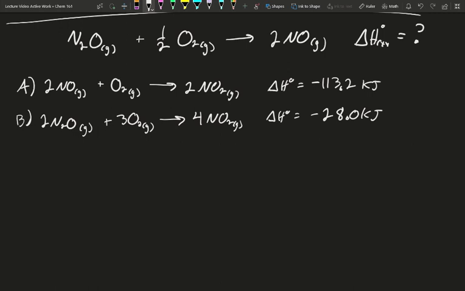For this problem, we're going to perform a Hess's law calculation. We have N2O gas plus 1/2 O2 gas goes to 2 NO gas. We want to find the delta H of this reaction. Using the equations below, solve for the delta H of the target reaction. Go ahead and pause and give that a try.